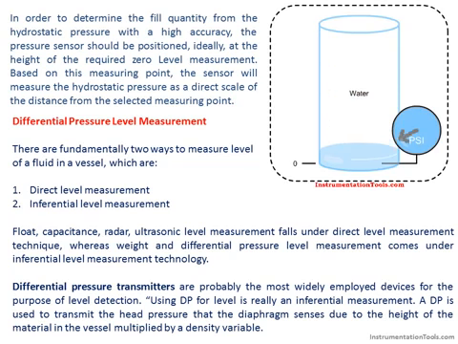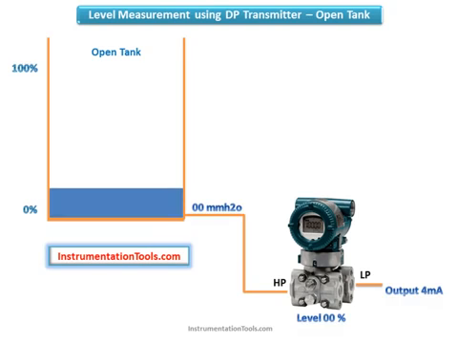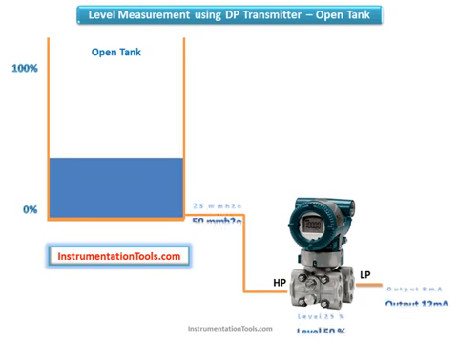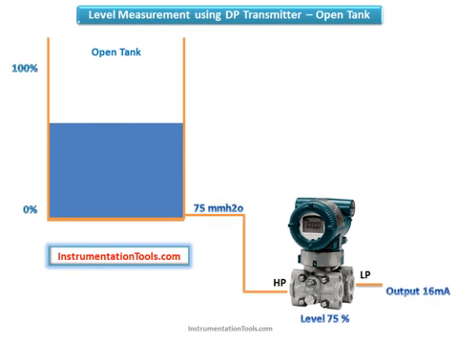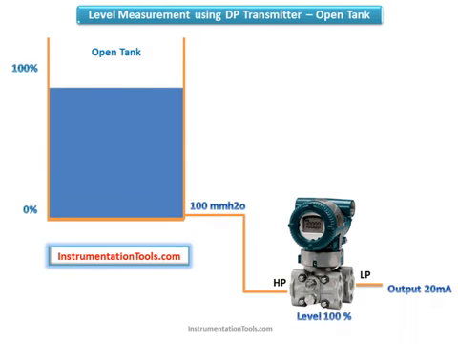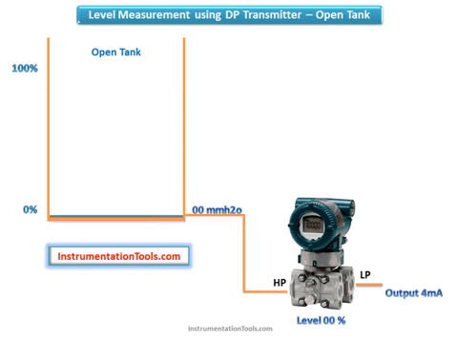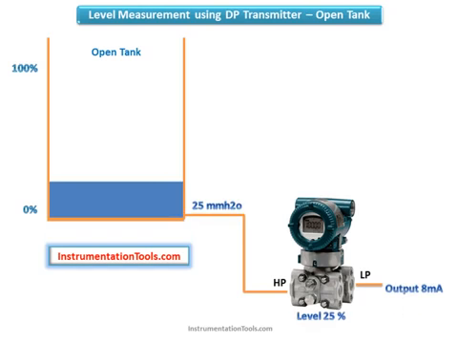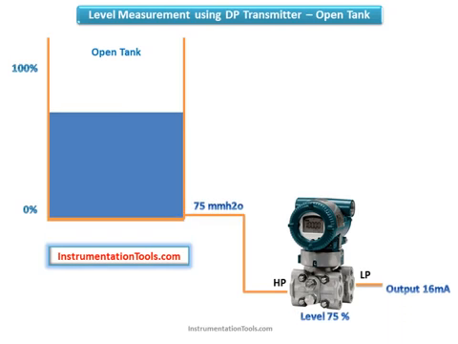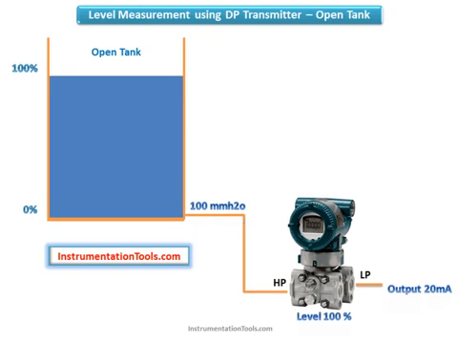A DP is used to transmit the head pressure that the diaphragm senses due to the height of the material in the vessel multiplied by a density variable. Differential pressure level measurement technique makes use of a differential pressure transmitter which is installed at the bottom of the tank whose level is to be measured. In case of open tanks, only the high-pressure end of the DP transmitter needs to be connected, whereas the low-pressure end of the DP transmitter is vented into the atmosphere.